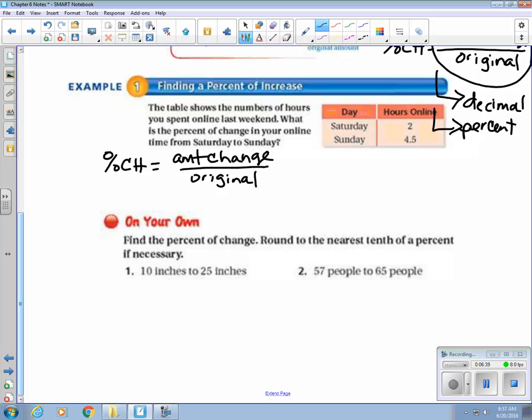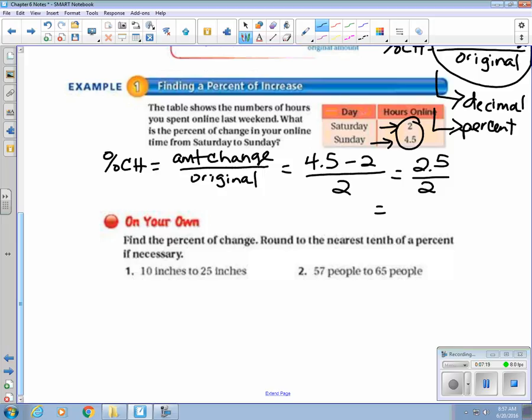So I look at my table here, and on Saturday, I was online for 2 hours. On Sunday, I was online for 4.5 hours. So to find the amount of change, I have to take the difference between those two numbers. And the difference between any two numbers is always the bigger minus the smaller. So 4.5 minus 2 is the amount of change divided by the original. Well, the original is which one came first. And in this case, Saturday comes before Sunday, so the original amount was 2 hours. All right? So in the top, I have 4.5 minus 2, and that is 2.5 over 2.